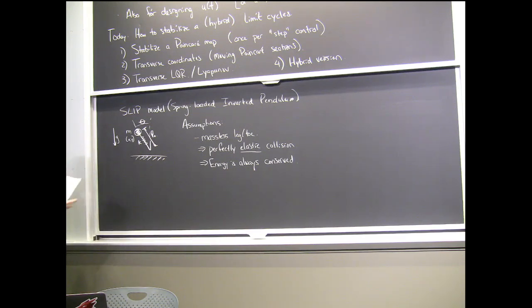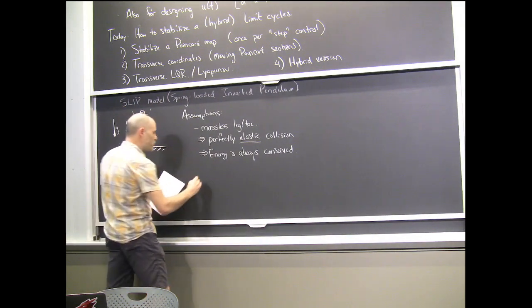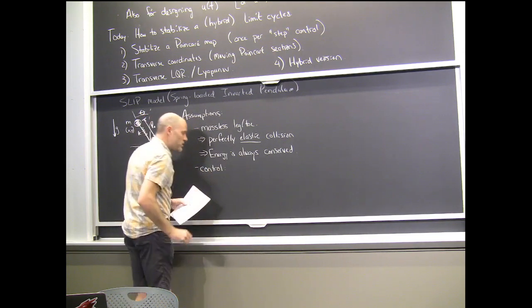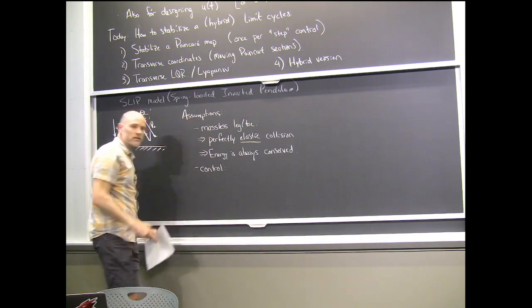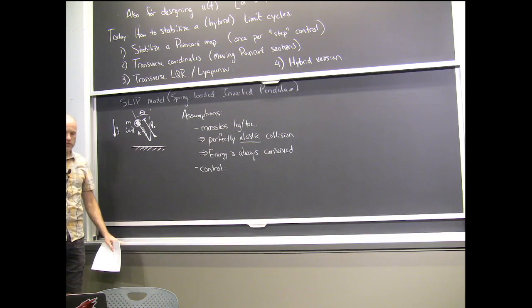Okay, but the reason I want to use it today is that we're going to actually add some control. We're going to assume that, because we have a massless leg, there's sort of no notion of torque, and we just have a point mass here. There's really no way to think about torque here. So we're just going to say you can just angle the leg instantaneously. That's the assumption.